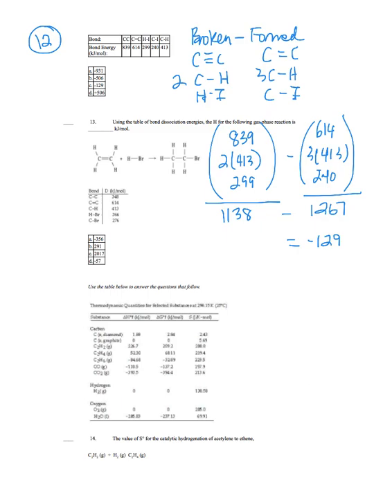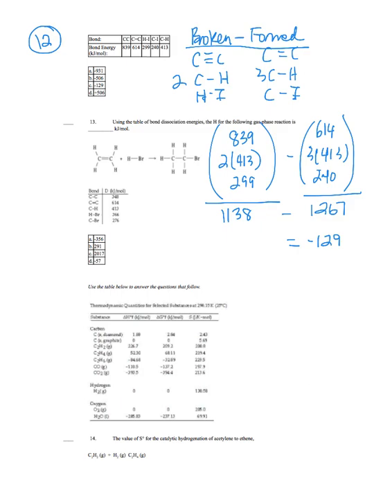Number 12, we're getting into bond energies. So remember, when we're calculating enthalpy using bond energies, it's bonds broken minus bonds formed. So look at what bonds are broken. We have the carbon triple bond is broken, 2 carbon hydrogen bonds are broken, and a hydrogen iodide bond is broken. On the formed side, a carbon double bond is made, 3 carbon hydrogen bonds are formed, and a carbon iodide bond is formed.